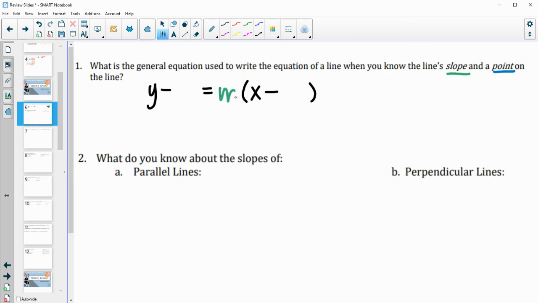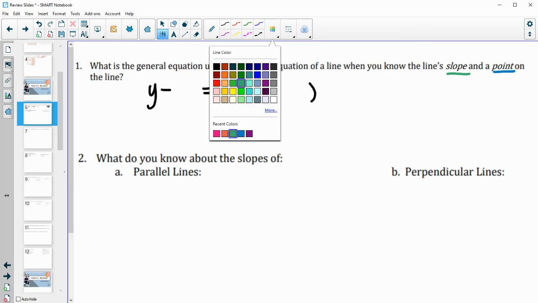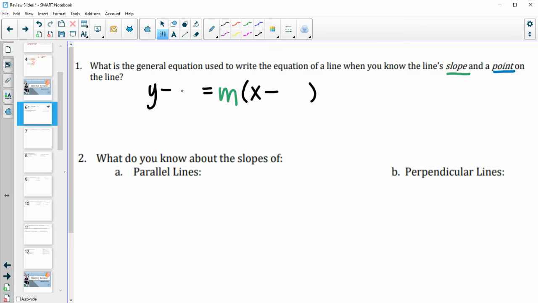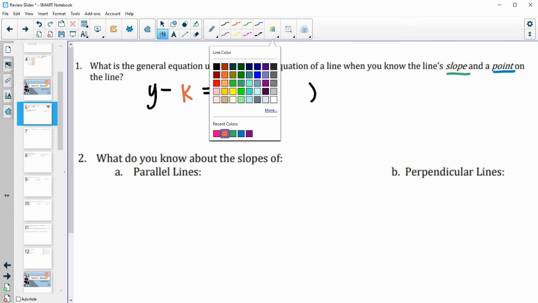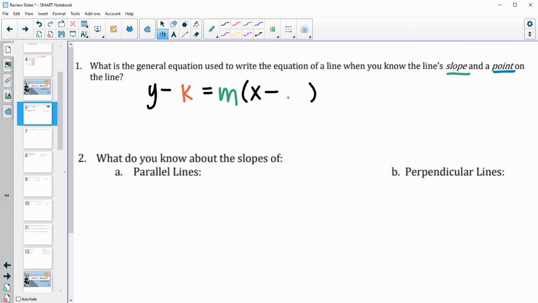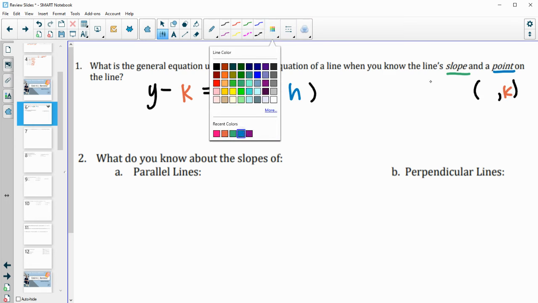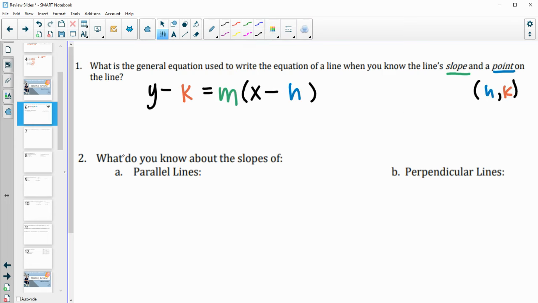And so your m is here, your slope is here. Then you've got the y minus the y coordinate of your point, and you can call it y1. You can also call it k. And then you've got x minus the x coordinate, which again you can call x1 or you can call h. So a lot of times we call it hk. So it just means any point that is on your line. So that point is hk.